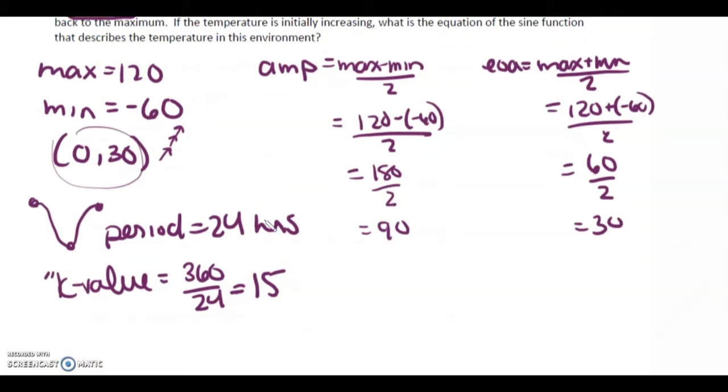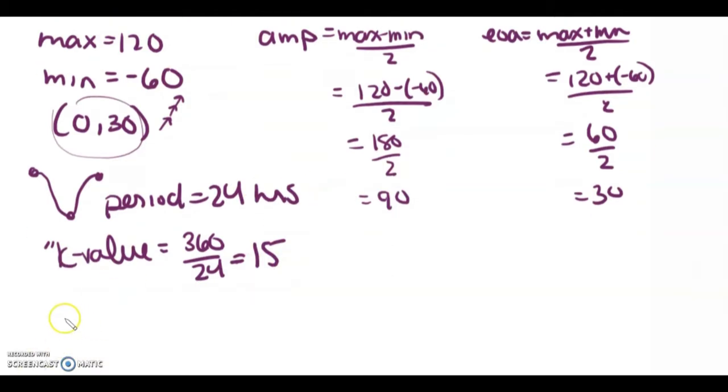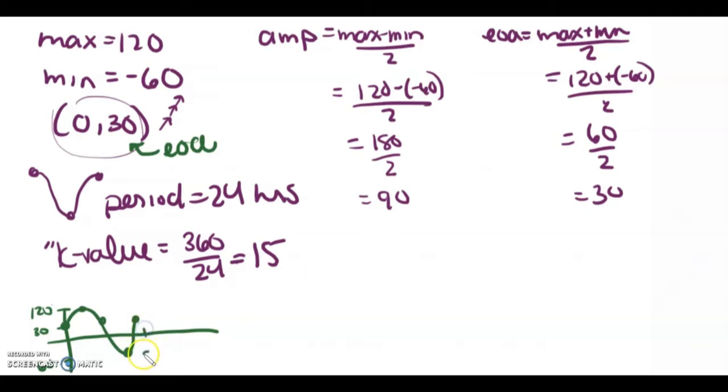I'm going to just quickly sketch what this would look like. We'd have 120, 30, and -60. This is the max, min, and equation of axis. Our initial point is (0, 30), which is convenient because this is our equation of axis. And it says that we increase first, then decrease, then increase. And that takes 24 hours.